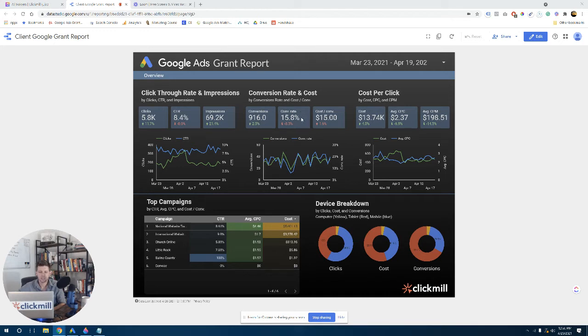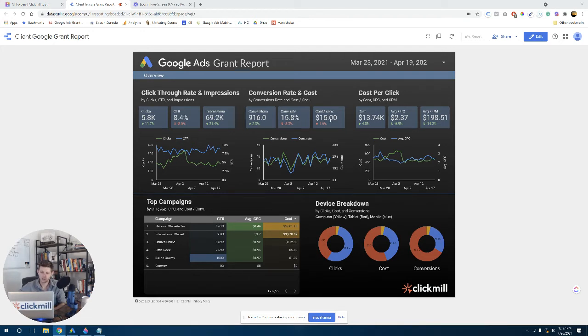The conversion rate is 15.8%, and that is quite high. And again, this is the percentage of people who were on the website divided by the number of people who actually took action. And so that's 15.8. A fairly good conversion rate is 3 to 5% on a very broad and general view.